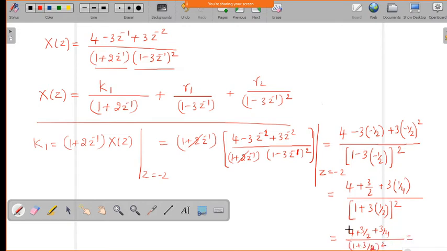Now we can simplify this. Take 4 common, and you get 16 plus 6 plus 3 in the numerator. In the denominator, 2 plus 3 gives 5 by 2, and if you take the square, it becomes 25 by 4. 16 plus 6 is 22, plus 3 is 25 by 4, so 25 by 4 in the numerator and 25 by 4 in the denominator. The value becomes 1. So now we have evaluated the value of k1 equal to 1.